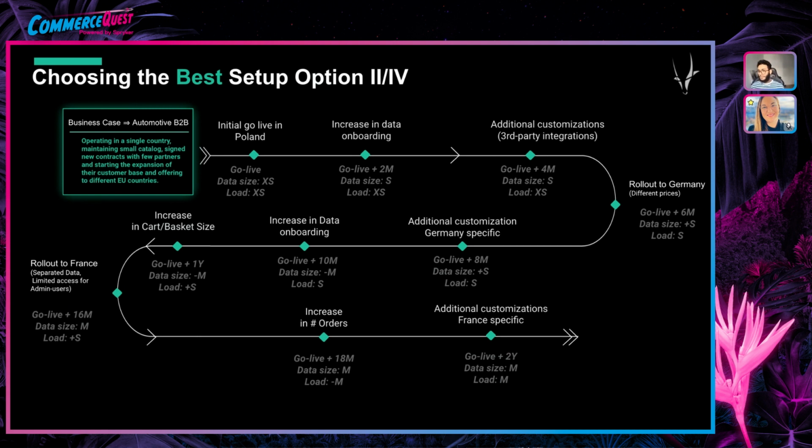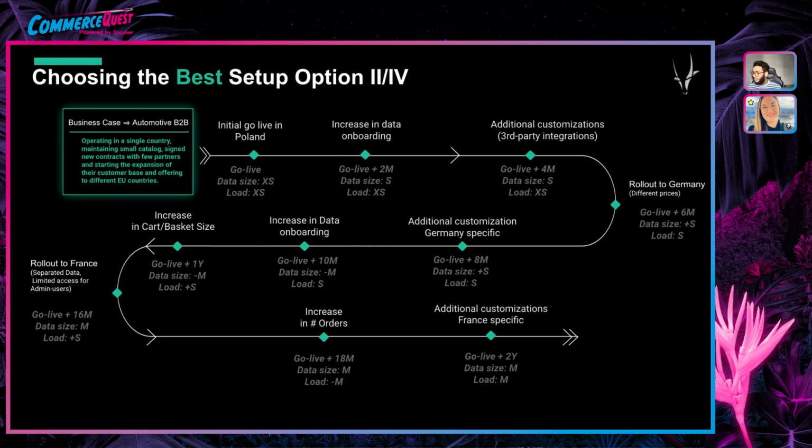And then they provide to you a not very detailed description of the requirements. So they would say that the initial go live would be, I think I see that there are some questions. I will just move ahead with this use case, and then I will answer the question afterwards. So in this case, we have the initial go live in Poland. This is what you receive as information. They would like to increase the data onboarding, be it product, be it customer, whatever, just increasing data onboarding. And then they would like to add some additional customizations and third-party integrations after 4 months of the go live.